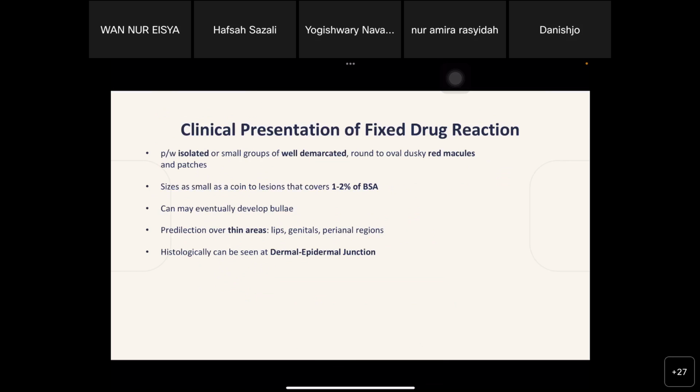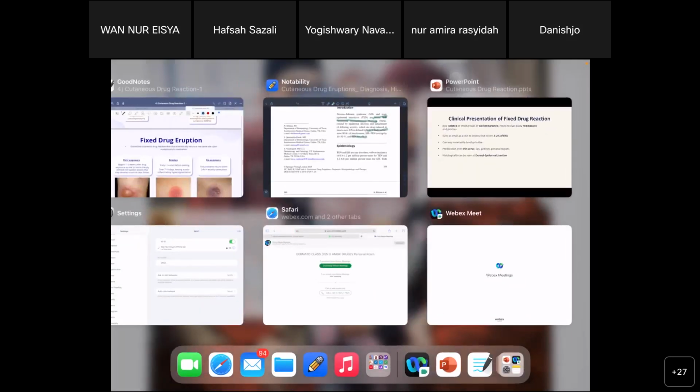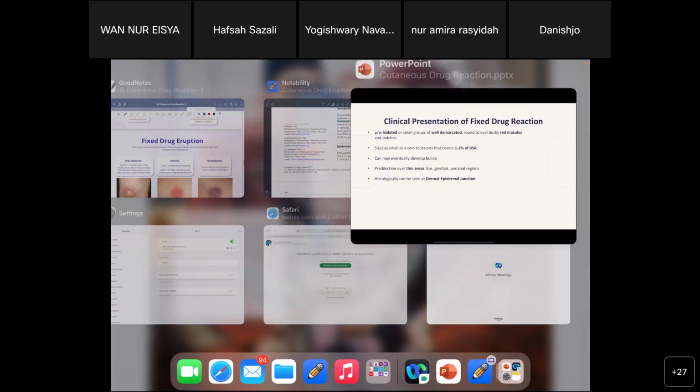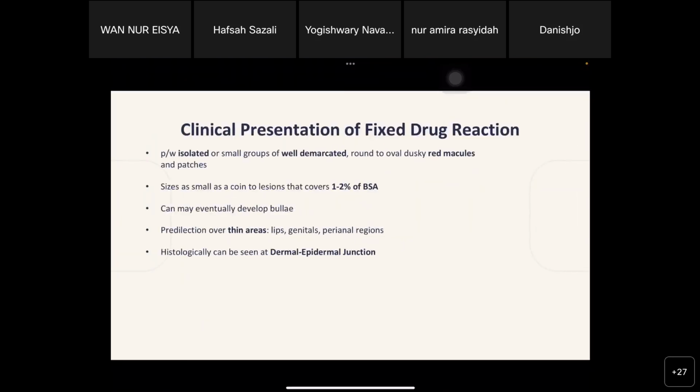Then I think... I don't see any photos in this presentation. Yeah, Doctor, because my PowerPoint does not sync with my laptop. I'm not sure why.